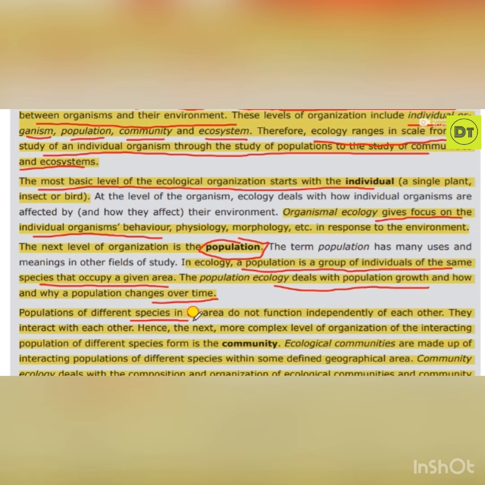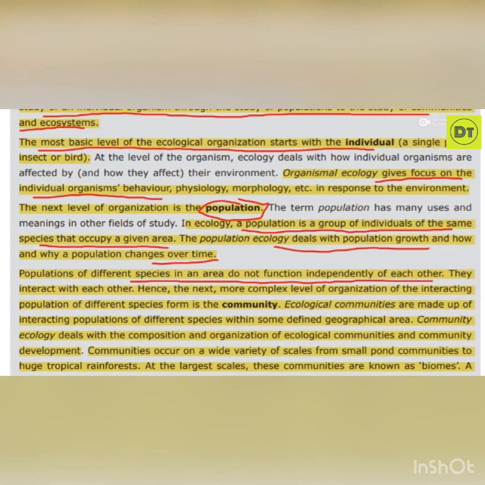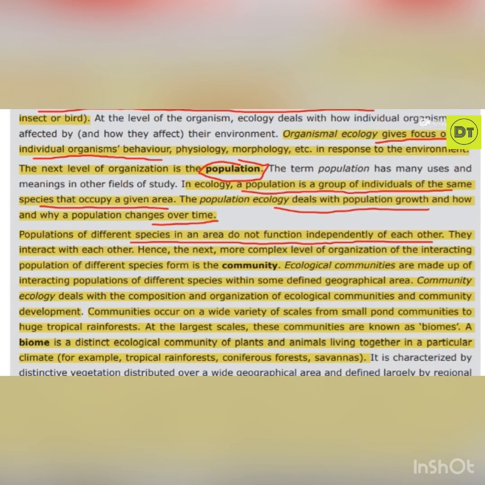Populations of different species in an area do not function independently of each other. Now, what will happen when the populations of different species are living in an area? They do not function independently of each other. Rather, they will interact with each other. Hence, the next more complex level of organization of the interacting populations of different species is the community. First was the individual organism, then comes the population, and after that comes the community.